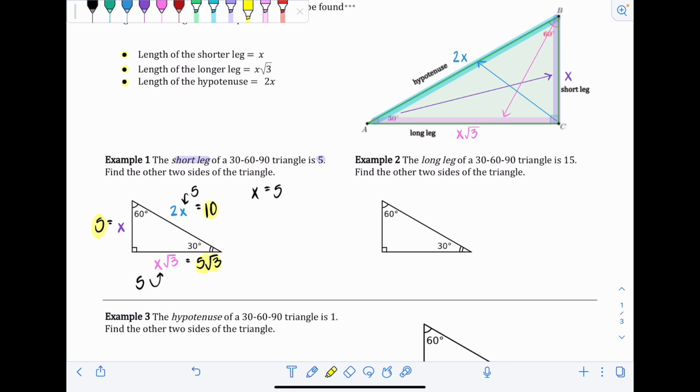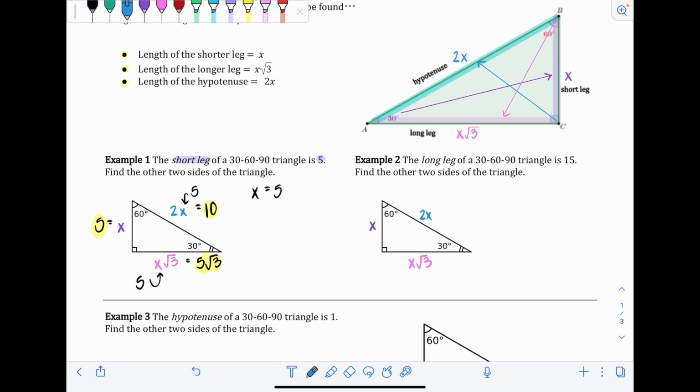Example 2, the long leg of a 30, 60, 90 triangle is 15. Find the other two sides. So I approach this the same exact way. I'm going to take those formulas and write them around my triangle. So the short leg, x, goes across from the 30 degrees. The long leg, x root 3, goes across from the 60 degrees. And then the hypotenuse goes across from the 90 degrees, and that's 2x.